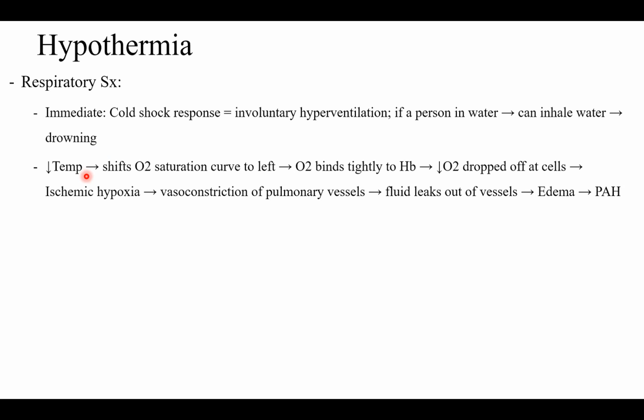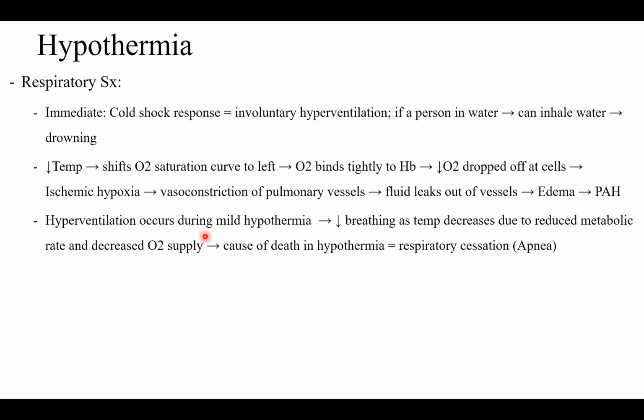So decreased temperature shifts O2 saturation curve to the left. O2 binds tightly to hemoglobin. Decreased oxygen is dropped off at the cell. That causes ischemic hypoxia, and that leads to vasoconstriction of pulmonary vessels. And you have that pressure causes fluid leakage out of the vessels, causing edema, and later on it can also cause pulmonary arterial hypertension.